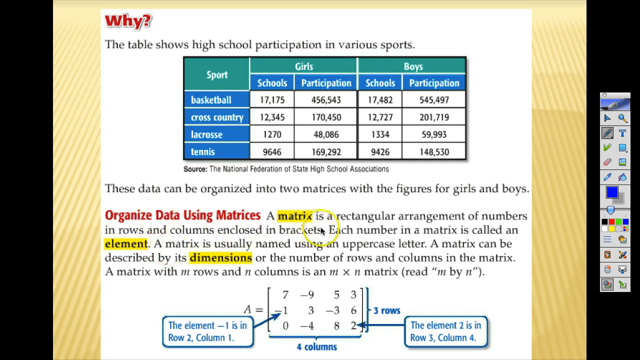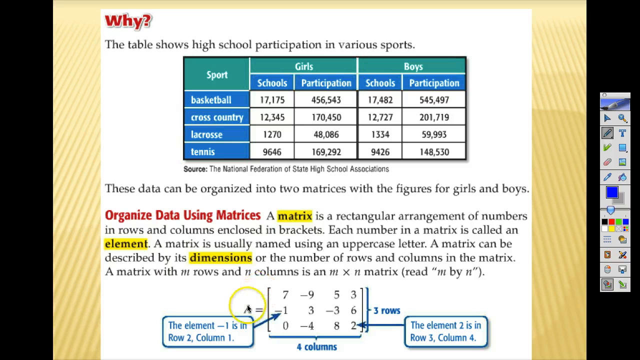A matrix is a rectangular arrangement of numbers in rows and columns enclosed in brackets. Each number in a matrix is called an element. A matrix is usually named using an uppercase letter. A matrix can be described by its dimensions, or the number of rows and columns in the matrix. A matrix with m rows and n columns is an m by n matrix, read "m by n."